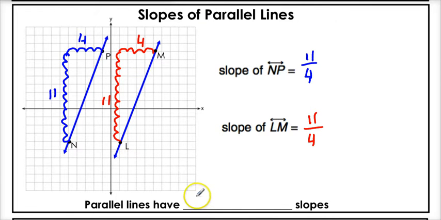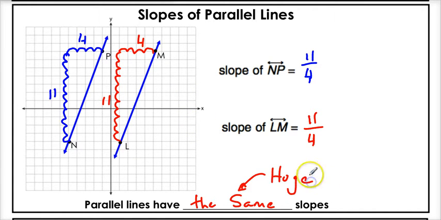So parallel lines have the same slope. Always. Doesn't matter where they are. Parallel lines will always have the same slope. All right? Big conclusion here. That is huge. That's my Donald Trump impression.